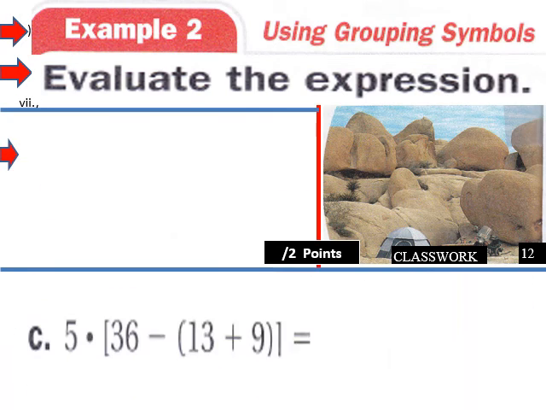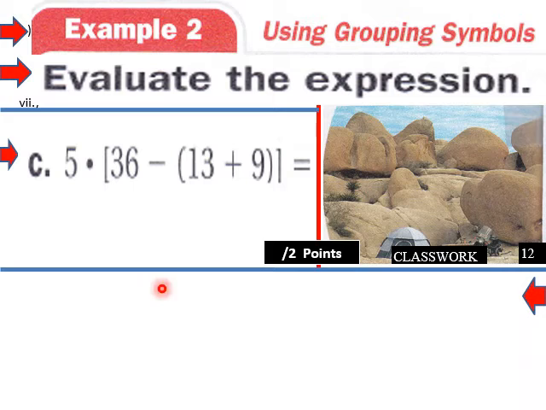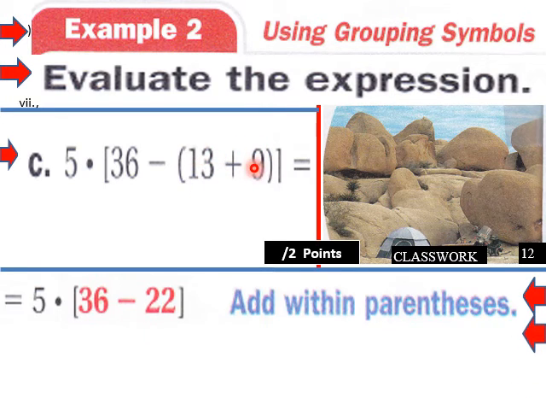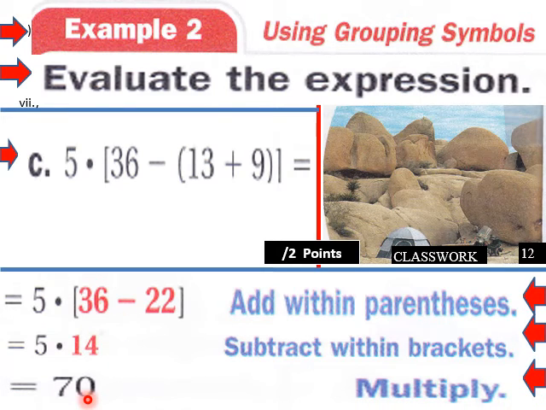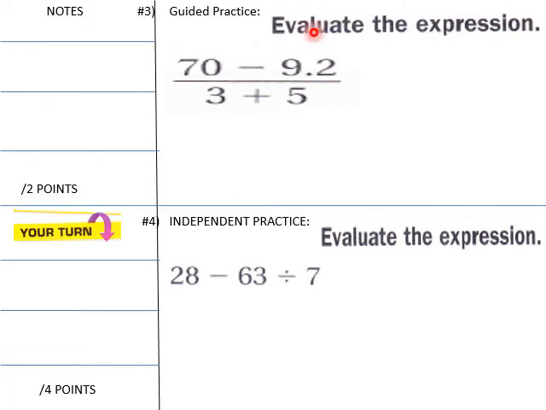Into our next example here, evaluate this expression. Well, we do these parentheses first. This is the innermost operation here. So we have 5 times 36 minus 22. So 13 plus 9 would be 22. 36 minus 22 would be 5 times 14 now. And then that would be 7. So that's the idea here. Now we have a situation here. Students, this is yours. So you watch what we do here. That should help you on number 4.